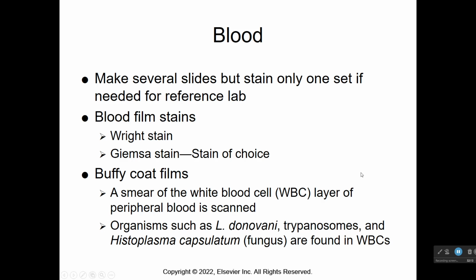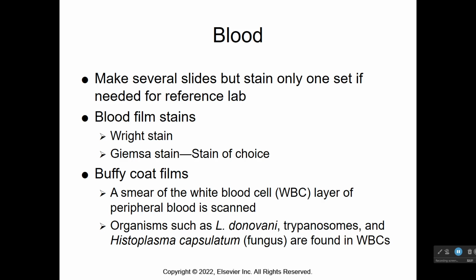Again, the CDC recommends, and most hospitals have a policy, that you don't stain but one set of your slides. Then when you send it to the reference lab for confirmation, you usually send some stained slides and some unstained, because a lot of times they like to stain their own. We can use our Wright stain like we use in hematology, our Giemsa stain.